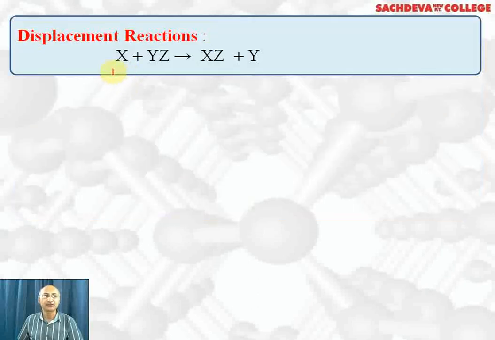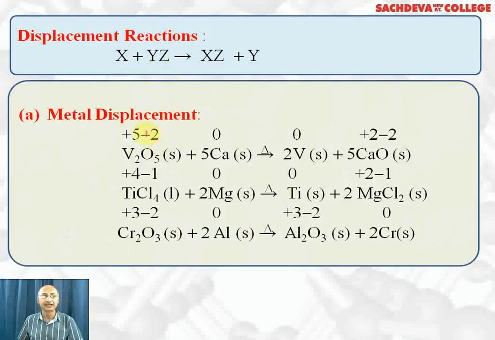Displacement reactions. When a more reactive element displaces a less reactive element from its salt, it is called a displacement reaction. First we are taking metal displacement reactions. Vanadium pentoxide solid reacts with calcium to form vanadium plus calcium oxide.